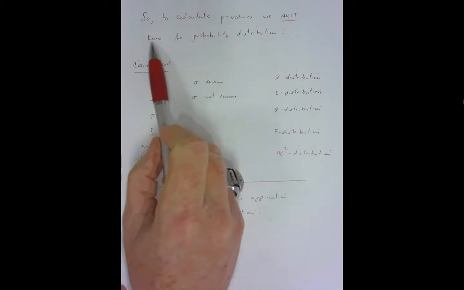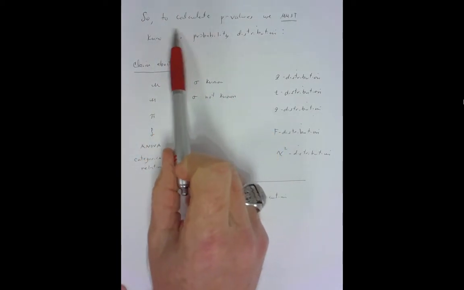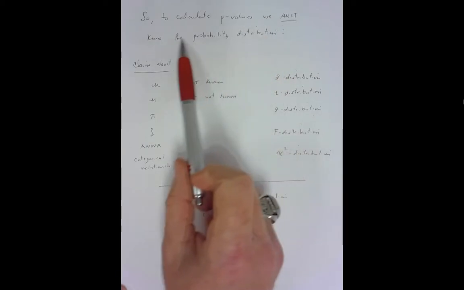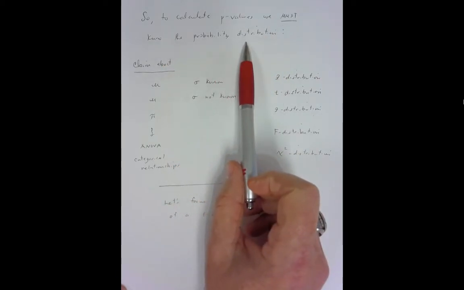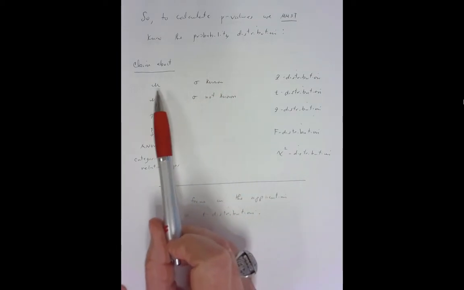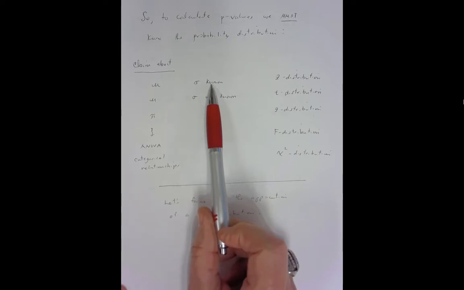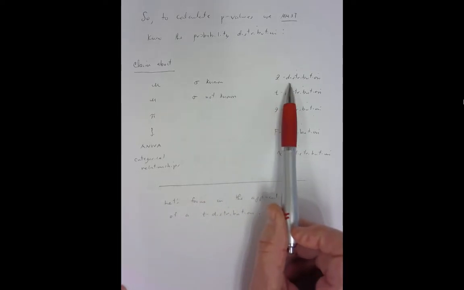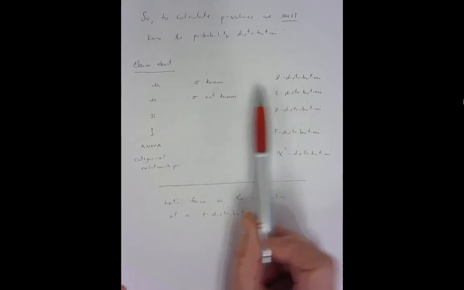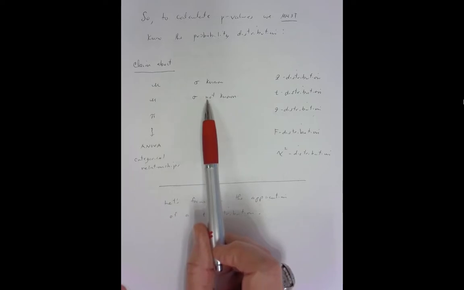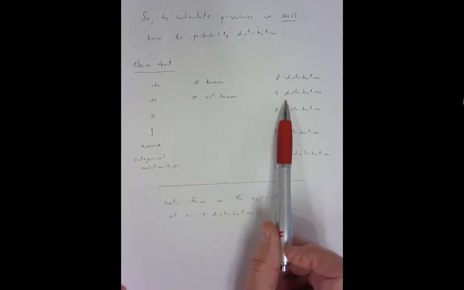So, guys, again, back to p-values, which is really what this is all about. Remember, to calculate a p-value, we must know the underlying probability distribution. If we have a claim about a population mean and the population standard deviation is known, which is very, very rare, we can work with the z distribution. If we have a claim about a population mean and the population standard deviation is not known, which is typically the case, we use the t distribution.